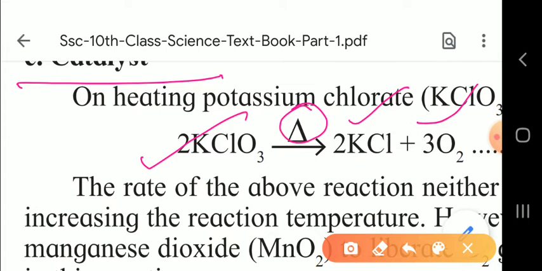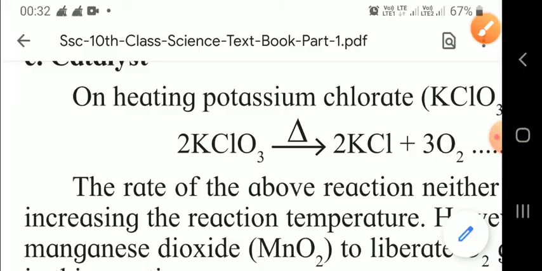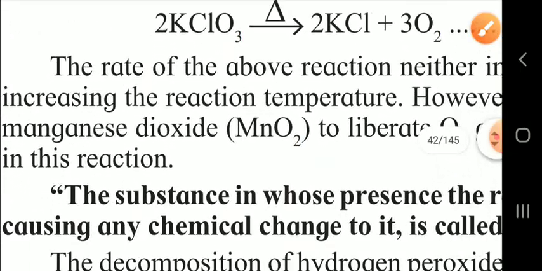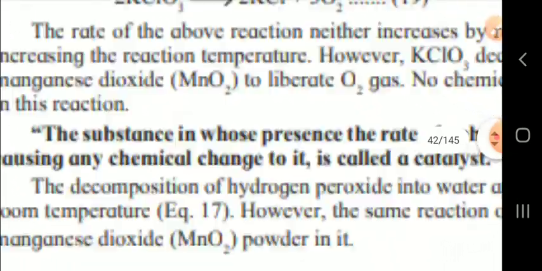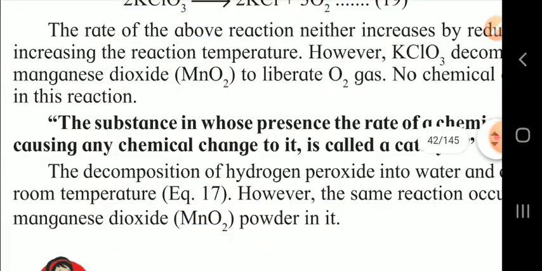Anyway, we'll see that potassium chlorate decomposes rapidly in presence of manganese dioxide or MnO2, and the oxygen gas is liberated out. So here no chemical change takes place with the MnO2 or manganese dioxide in this reaction. What does it mean? So how will we define it, children? See this point, it is very important.